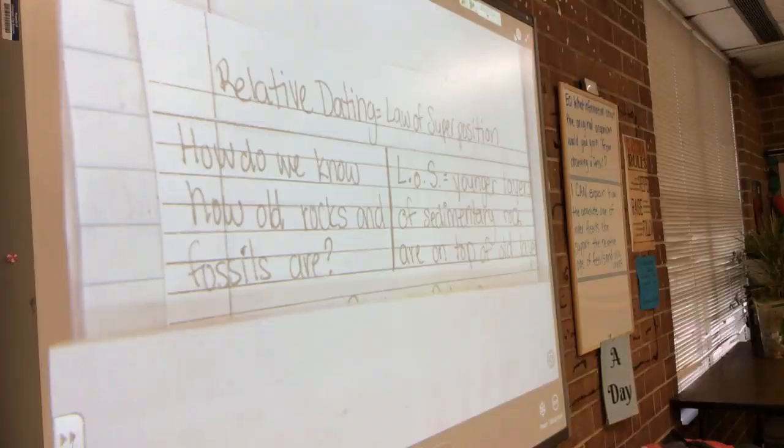So with the law of superposition, finding out how old rocks and fossils are, we're saying the younger layers of sedimentary rock are on top of old layers. Those layers build up over time. This only works for sedimentary rock. This will not work for igneous or metamorphic rock. There's too much movement involved with those rocks. So only for sedimentary rock.